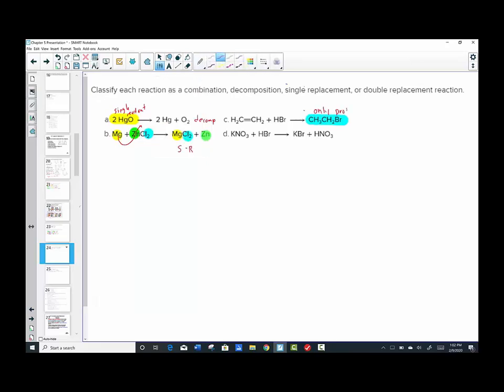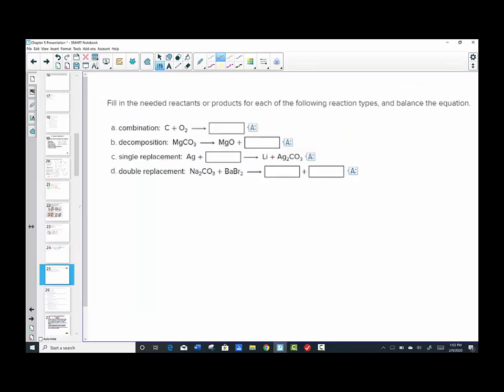And that makes that unique to a combination reaction. And finally, you would notice the K, the NO3, the H, and the Br as 4 different characters. The potassium went to the bromide, the hydrogen went to the nitrate, and you called that a double replacement reaction. Recognizing the patterns of change.